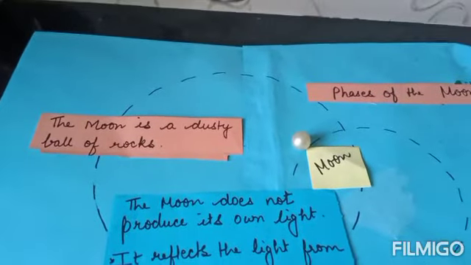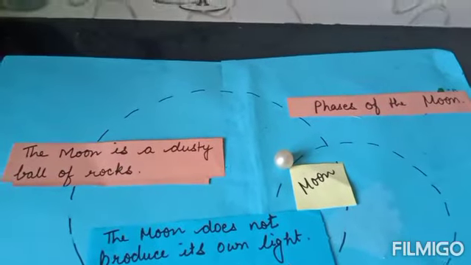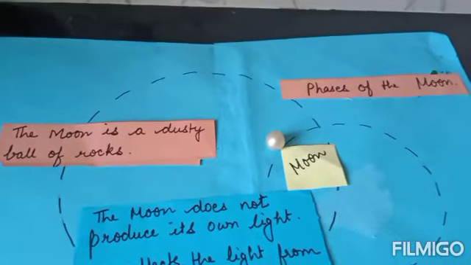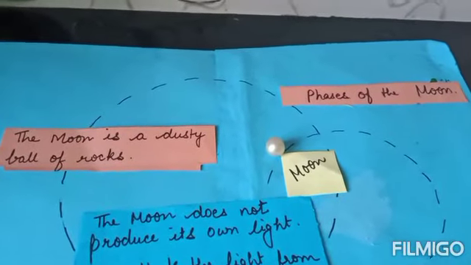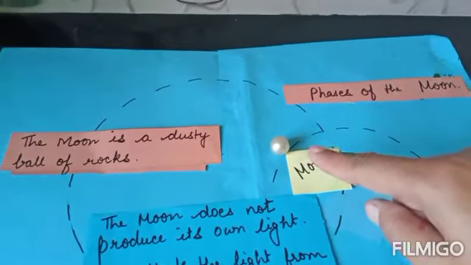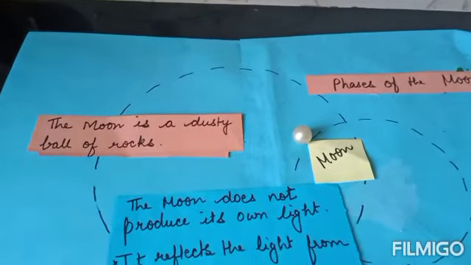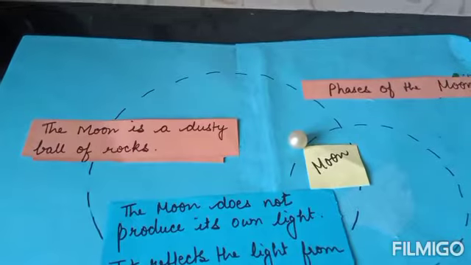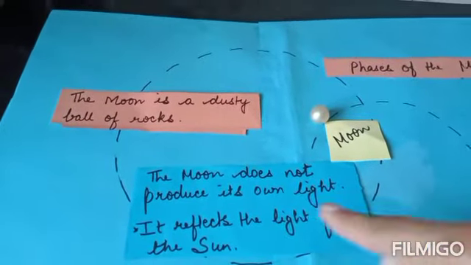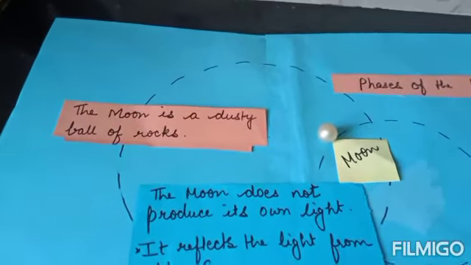Then there are times when only a part of the moon gets light from the sun, so we see a half moon and we see a crescent moon, and there are times when the light of the sun does not reach the moon. That's the time when we see no moon in the sky. All right, children? So the moon does not have its own light. It reflects the light which it receives from the sun, and the moon also revolves around the earth.